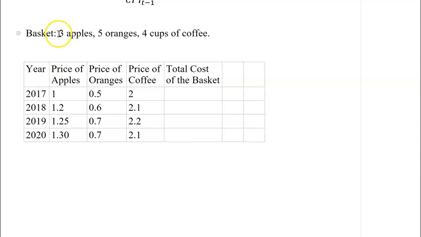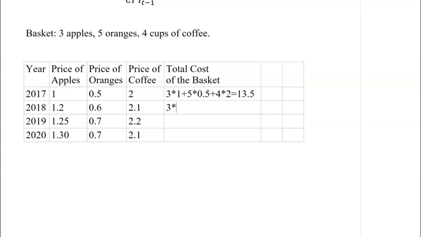Since we fixed the basket already, the basket has 3 apples, 5 oranges, and 4 cups of coffee. So in 2017, to buy this basket, I would need to spend 3 times 1 plus 5 times 0.5 plus 4 times 2. So to buy this basket, I would need to spend $13.50. Now in 2018, if I wanted to buy the same basket, I would need to spend 3 times 1.2, this is the cost of buying all the apples, plus 5 times 0.6 plus 4 times 2.1. So now, to buy that same basket, I need to spend $15.